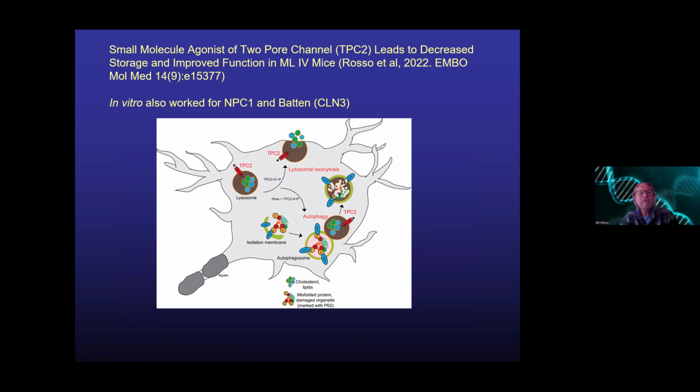And that leads to improved function in ML4 mice. And the way that it works is it's increasing lysosomal exocytosis and autophagy. And so they're planning on doing a trial in humans. They haven't started it yet. And in vitro, at least, it also worked for Niemann-Pick and one of the Batten disease types. So we'll see if any of this pans out once they start doing human trials. It's not going after the primary problem.